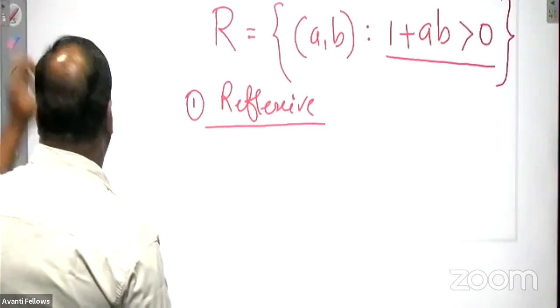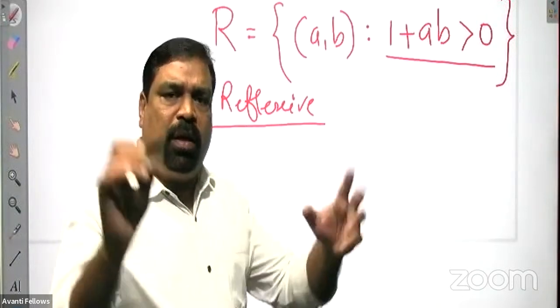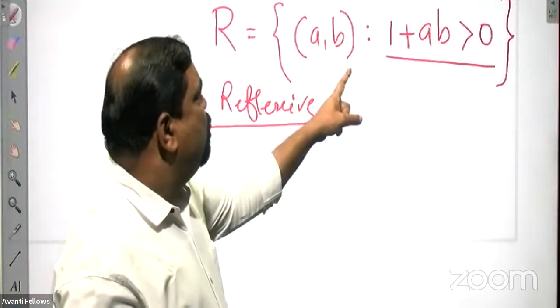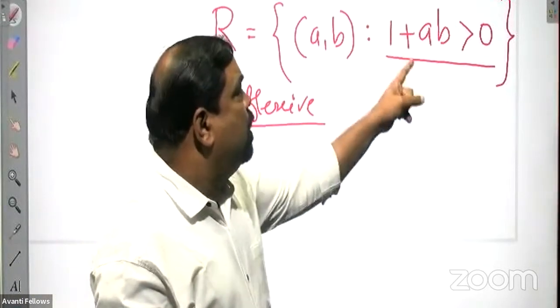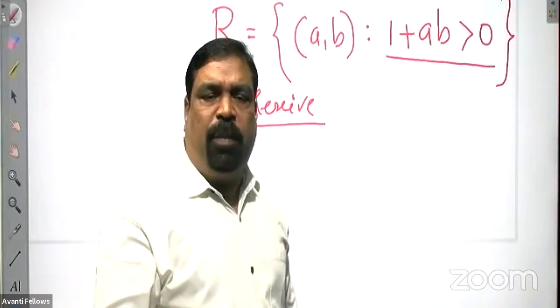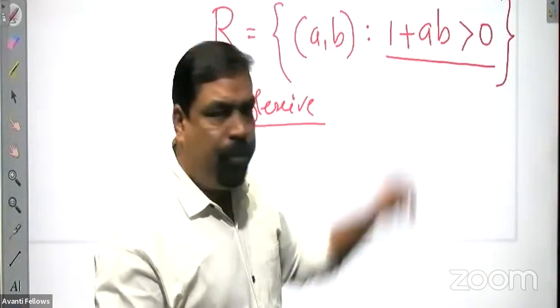For reflexive, what do we have to prove? That (A, A) belongs to the relation. For that, we need to prove 1 plus A into A is greater than 0. If that is true, then that means (A, A) belongs to the relation. That's very clear.